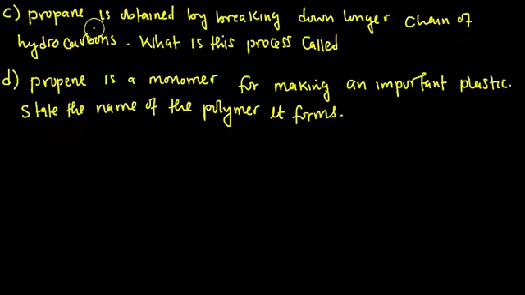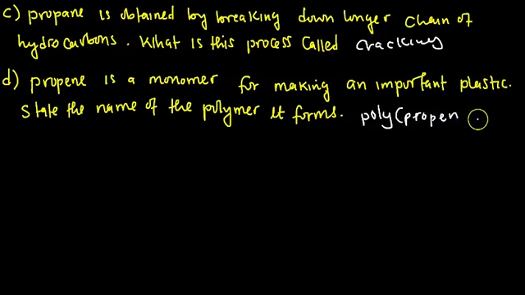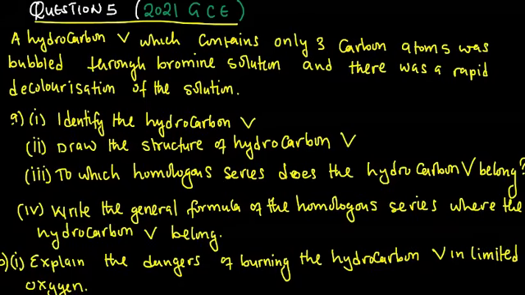Then propene is obtained by breaking down large chain hydrocarbons. What is this process called? So this is called what? Cracking. Then propene is a monomer for making an important plastic. State the name of the plastic it forms. So it is called polypropene, which is a synthetic fiber. Okay.